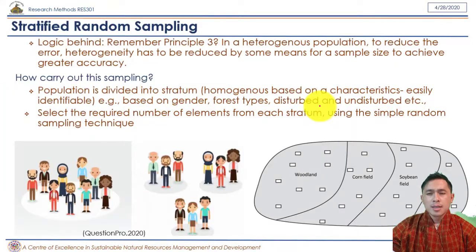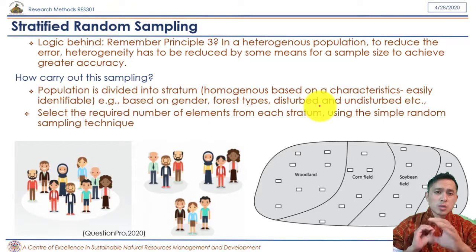The second one is, if the population is homogeneous, if the study area is homogeneous, then that's totally okay if you use simple random sampling. Just lay out your plots, or just go to that area and randomly pick someone.